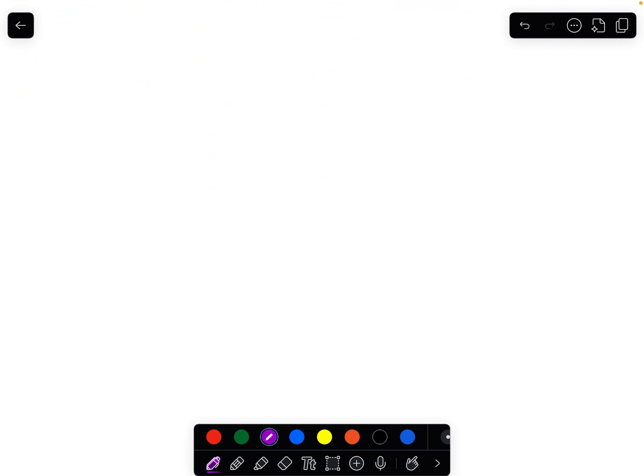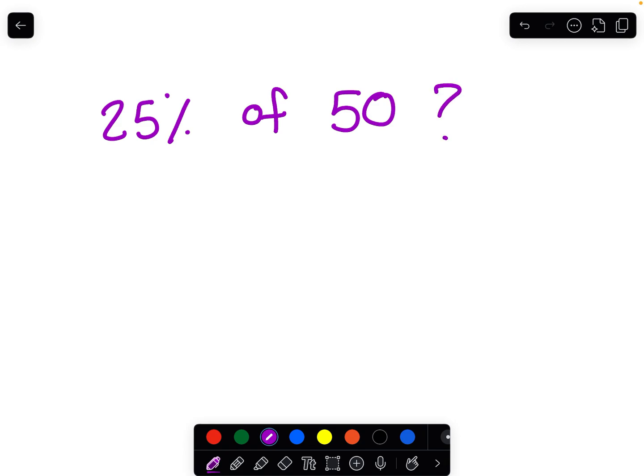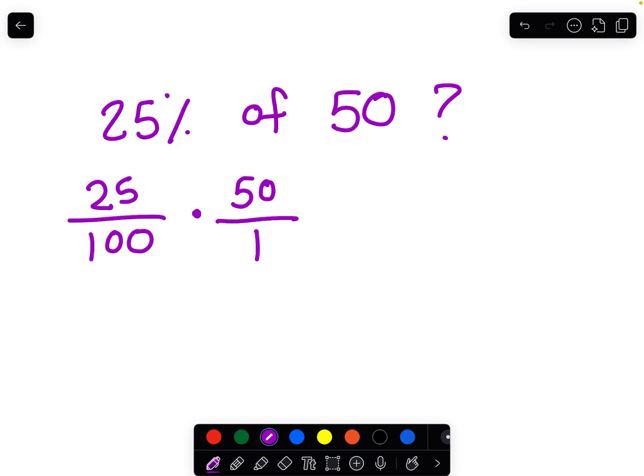Let's move a little faster here. Let's say I ask you, what is 25% of 50? Again, we can use fractions to convert 25% to 25 hundredths. And this time we can use the dot symbol to signify multiplication. We're going to multiply that by 50 over 1.